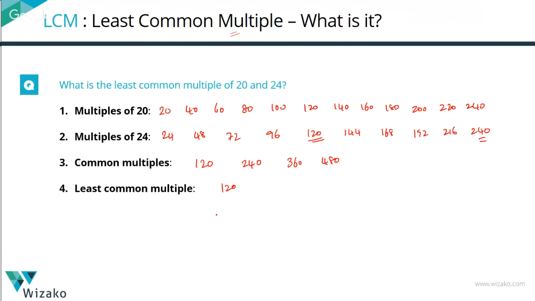So this is the idea behind LCM, right? You list down multiples of one number, you list down multiples of the second number, list down multiples which are common to both, and then you pick the smallest such number. We understood what LCM is.